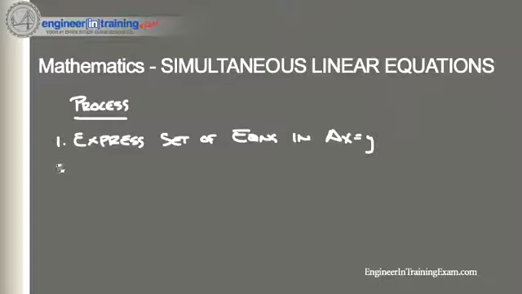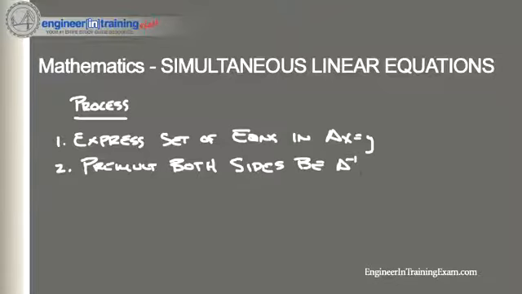Our second step is then to pre-multiply both sides by the inverse matrix of A. So that gives us the inverse matrix of A times AX is equal to inverse matrix A times Y. We're pre-multiplying both sides by the inverse matrix of A.